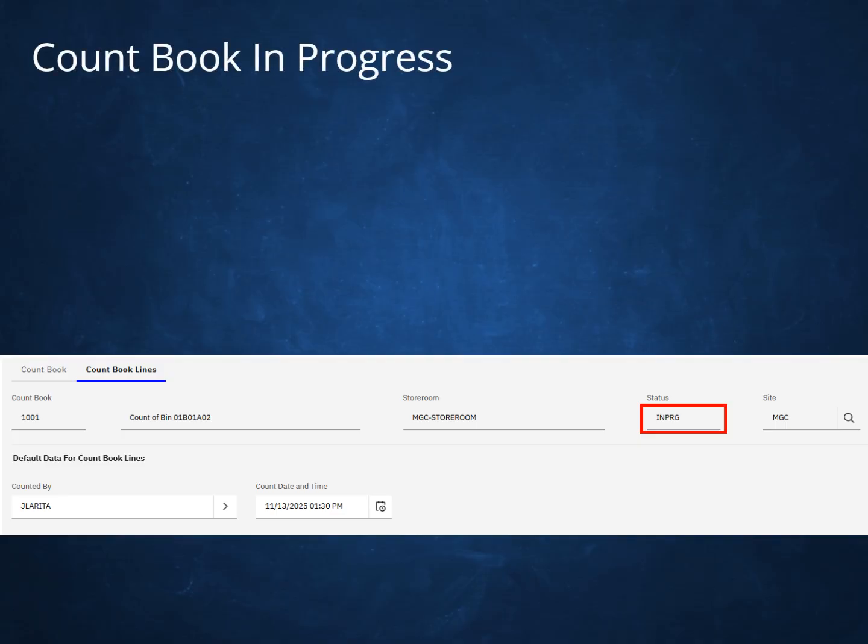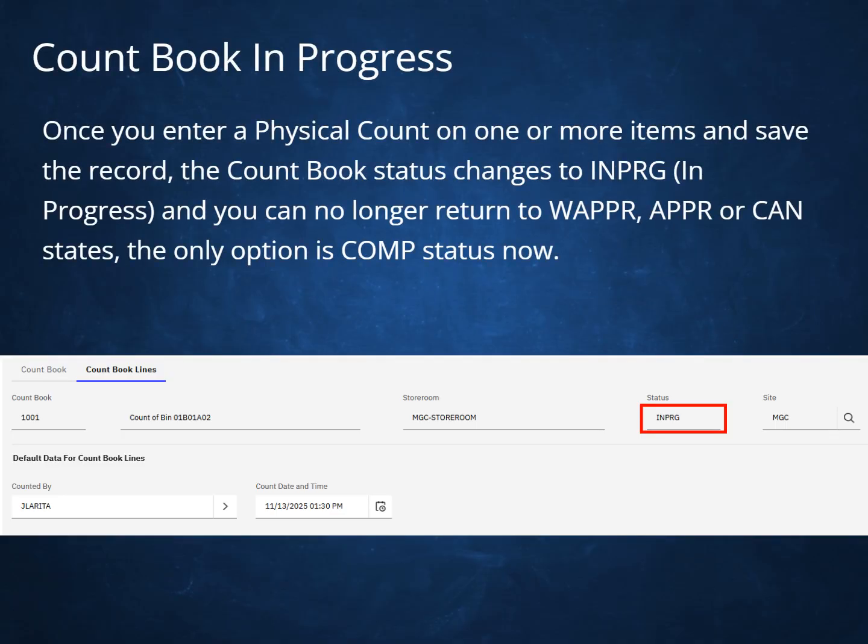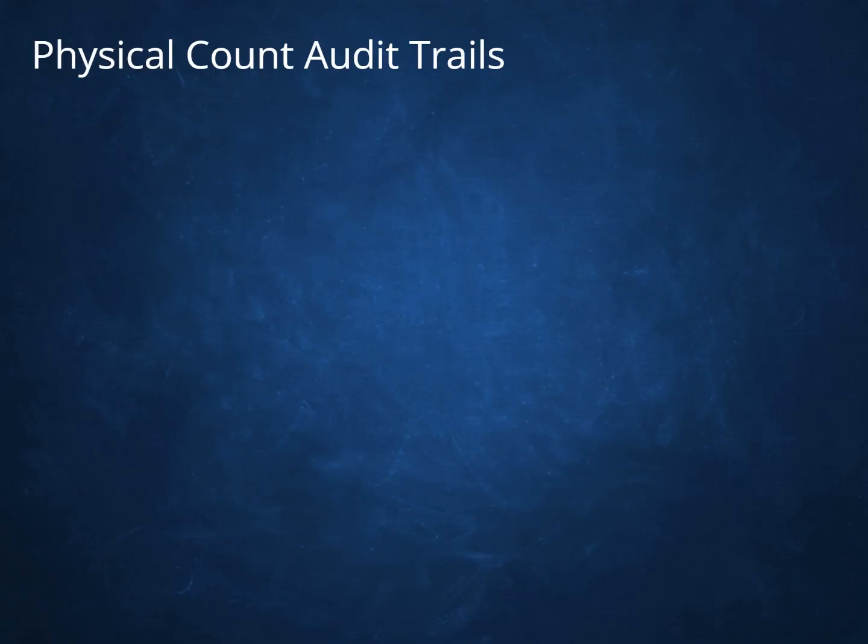Count book in progress. Once you enter a physical count on one or more items and save the record, the count book status changes to INPRG, in progress, and you can no longer return to WAPPR, APPR, or CAN states. The only option is COMP status now.